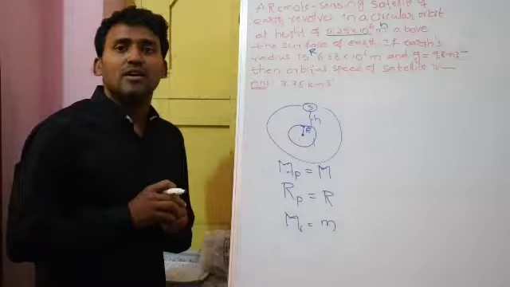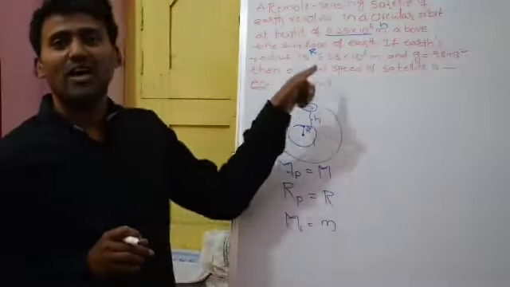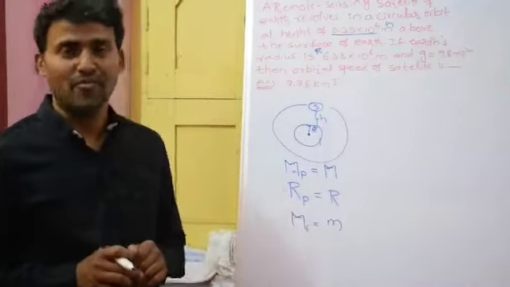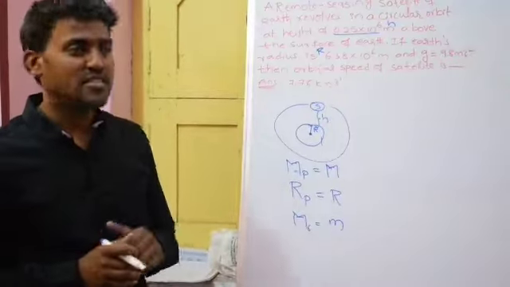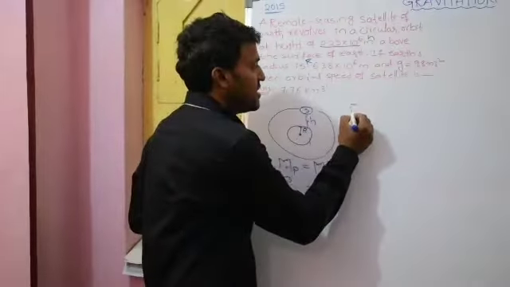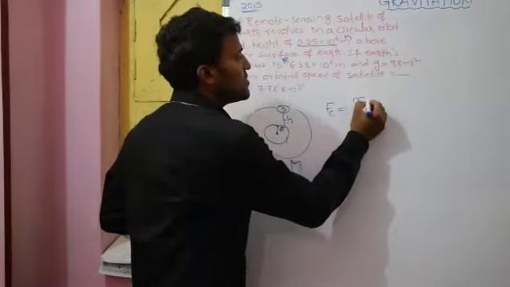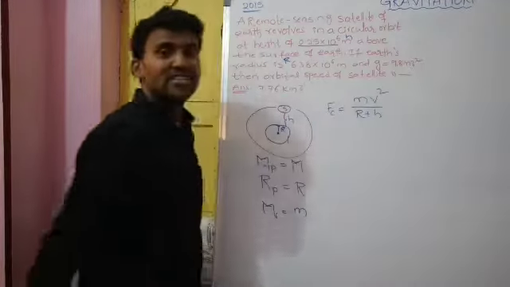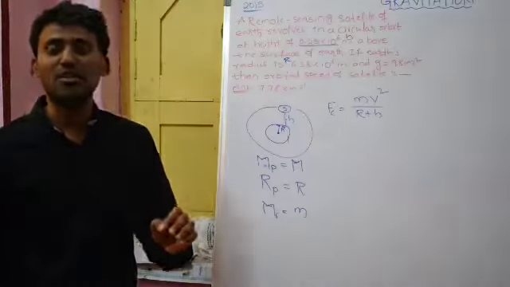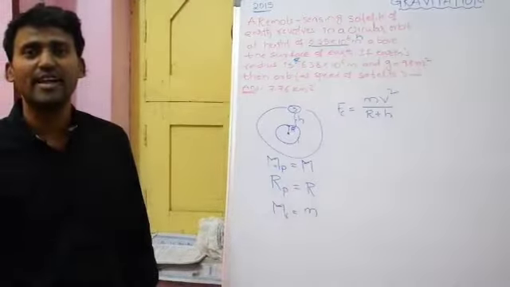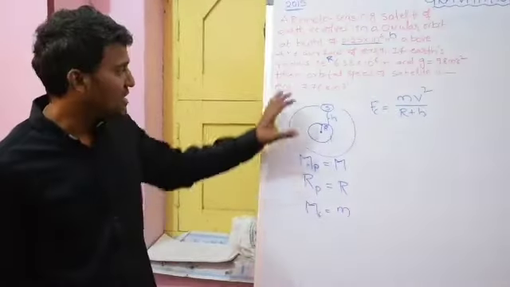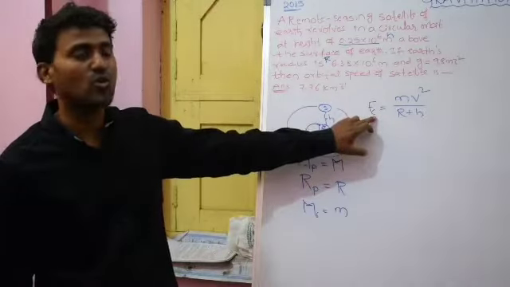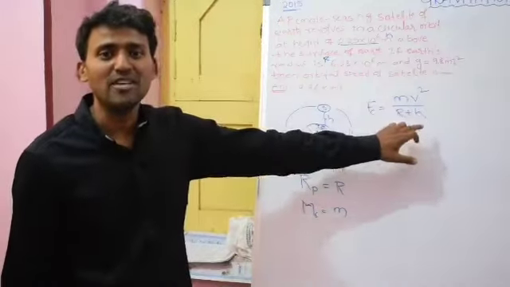While it is revolving around the planet, centripetal force is necessary. So what is the centripetal force? The centripetal force formula is Fc is equal to mv square divided by r, but here the distance is R plus h. So I have written Fc is equal to mv square divided by R plus h.